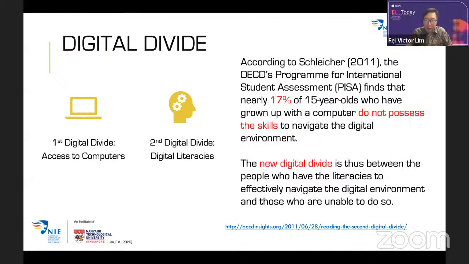In fact, the literature talks about how about 17% of 15-year-olds who may grow up with computers may not possess the kind of digital skills to navigate the digital environment, right? And thus the new digital divide, or the second digital divide, is more than just about access to hardware and infrastructure, but it's really about the knowledge and skills to navigate the digital environment.